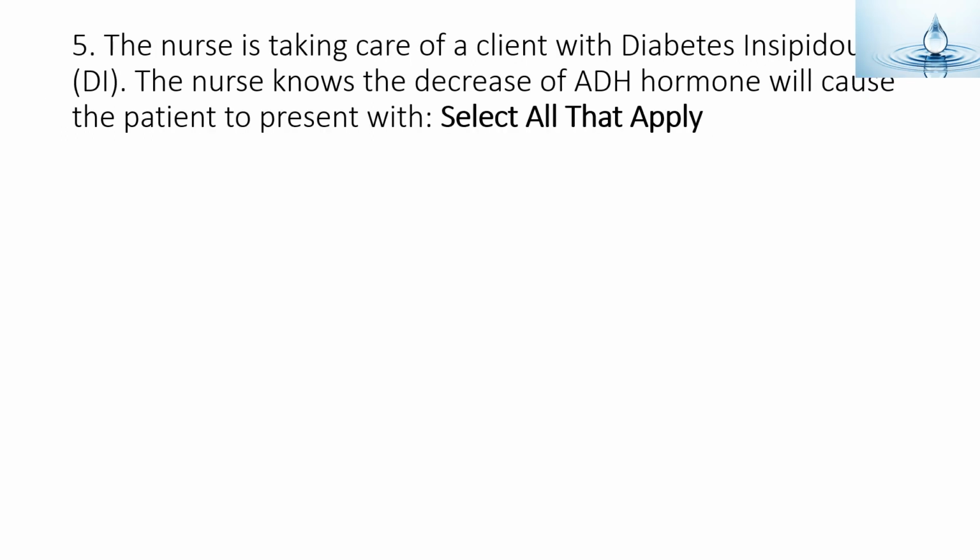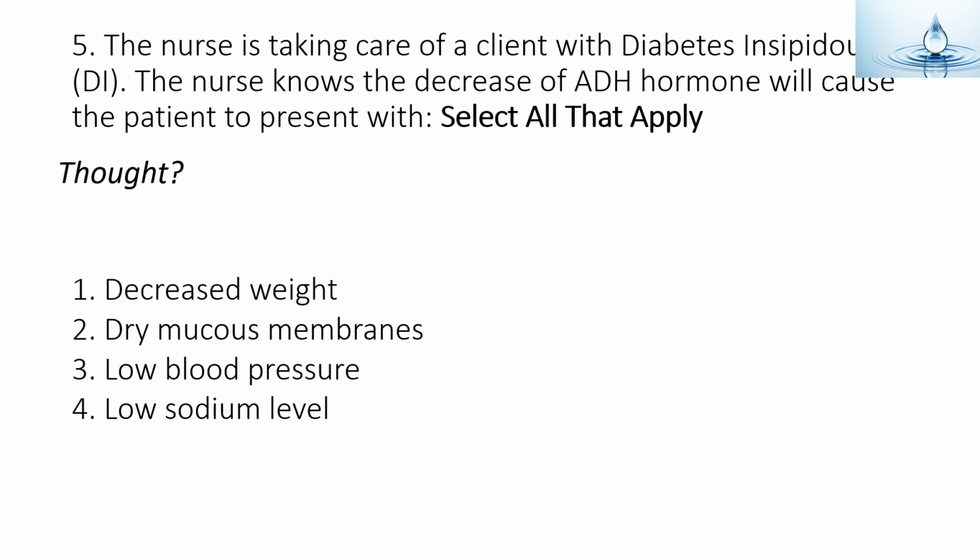Question number 5. The nurse is taking care of a client with diabetes insipidus, or DI. The nurse knows the decrease of ADH hormone will cause the patient to present with. Select all that apply. Is the answer number 1, decreased weight, number 2, dry mucous membranes, number 3, low blood pressure, and or number 4, low sodium level? The answers here are number 1, 2, and 3.